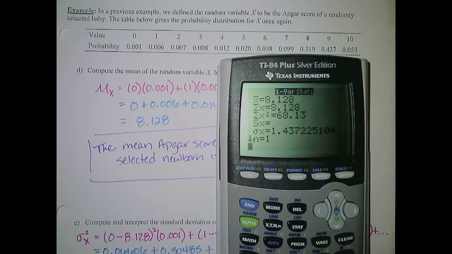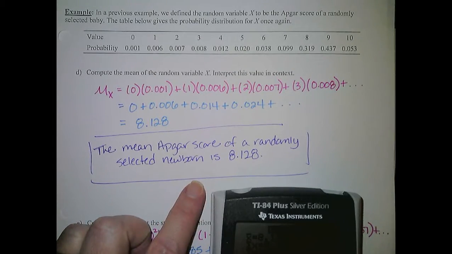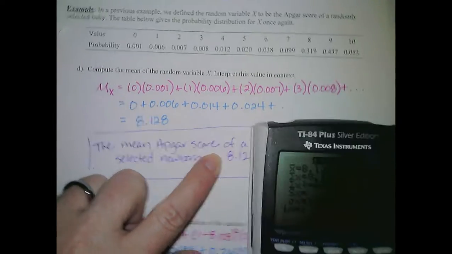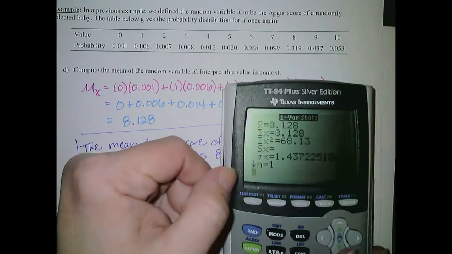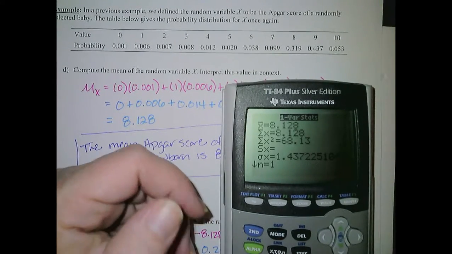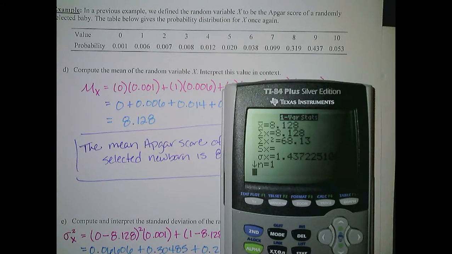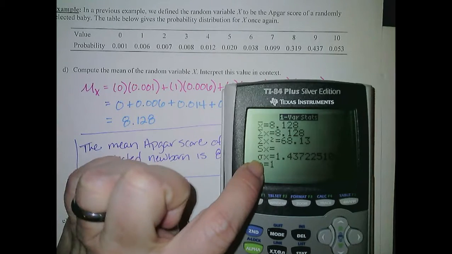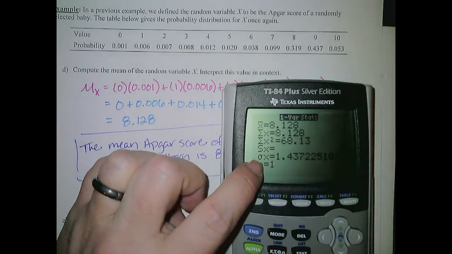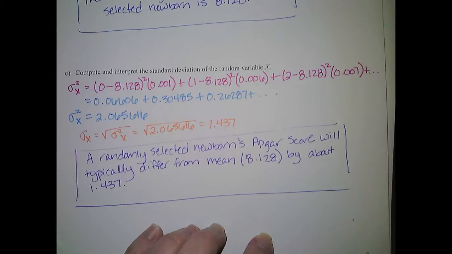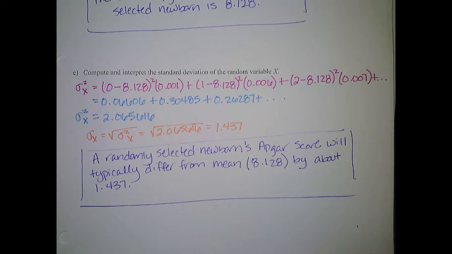notice that we get x bar, our mean, is exactly what we calculated before, 8.128. Notice that the sample standard deviation is no longer there because we're not talking about a sample. We're actually looking at the probability of each and every outcome. So it's not a sample, but we do have the standard deviation sigma of x. And notice that we got 1.437, which was exactly what we got when we calculated it using the formula.